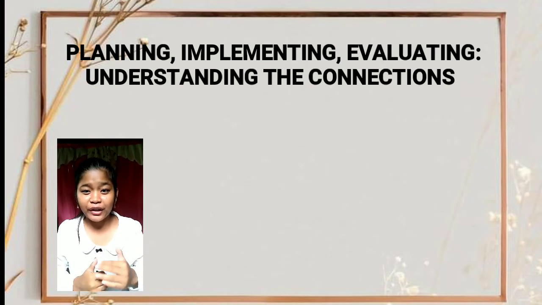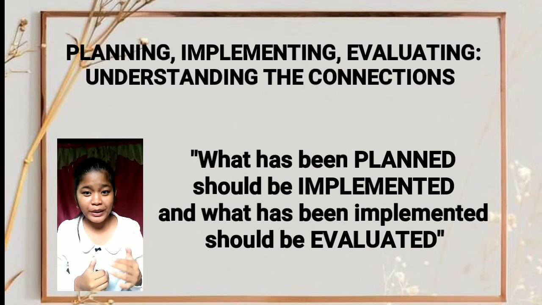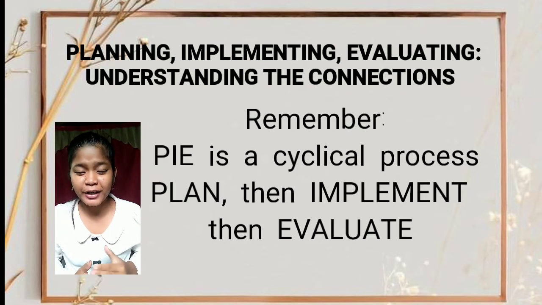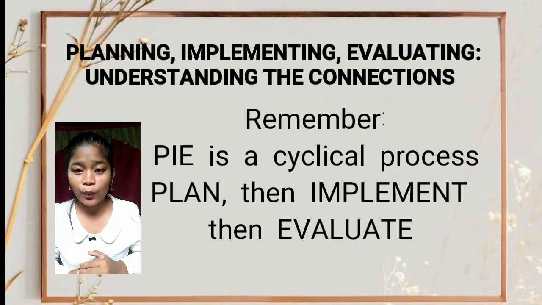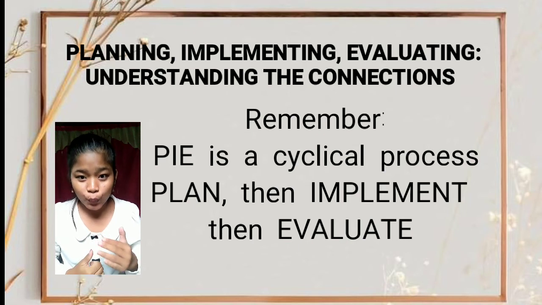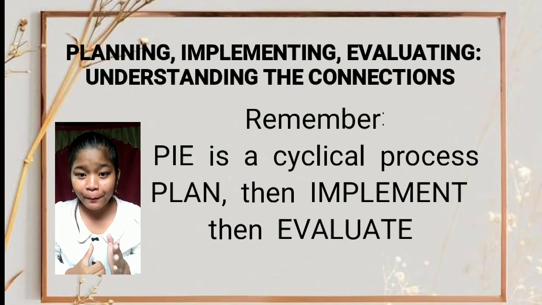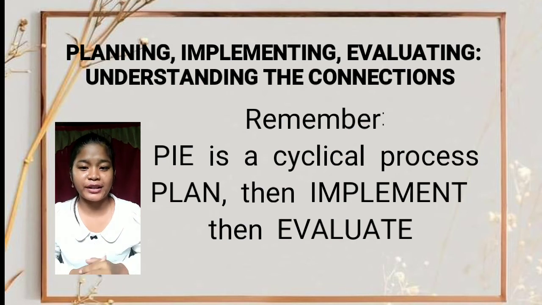Let us remember that what has been planned should be implemented, and what has been implemented should be evaluated. The pie or the cyclical process of the three processes of development is very easy to follow and understand. As curricularists, these are guiding principles to clarify our ideas or understanding that one cannot assess what was not taught, nor implement what was not planned. Remember, plan, then implement, then evaluate, and then the next cycle begins.